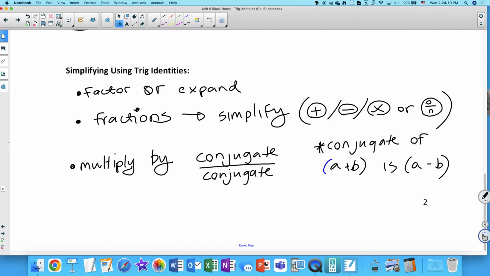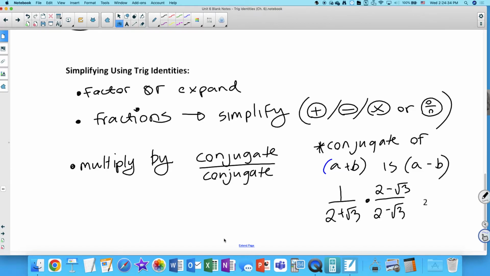So when you had something like, I don't know, 1 over 2 plus root 3, you could multiply that by 2 minus root 3 over 2 minus root 3. And then what ends up happening is that the denominator becomes rational. So that's where it's come up before, but we'll be revisiting that. Okay, so that's one really, really handy thing to do.